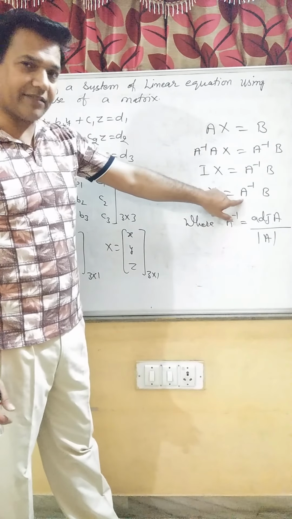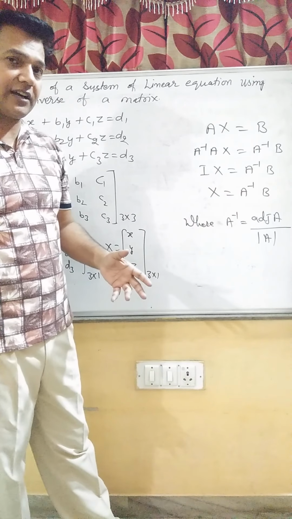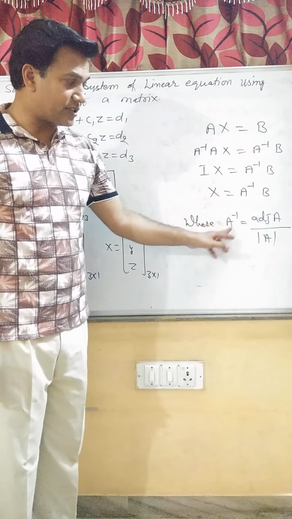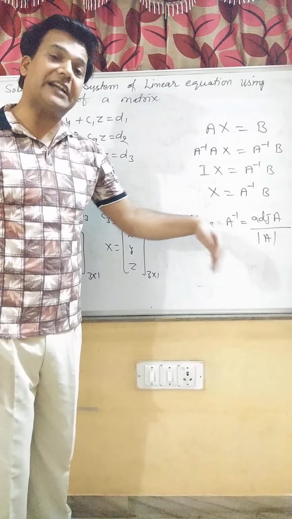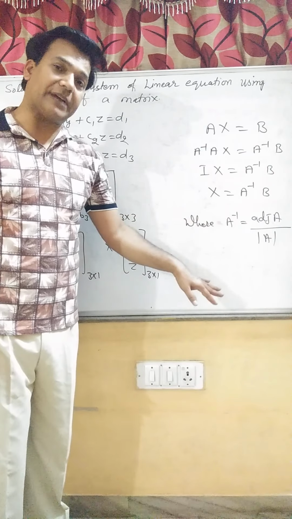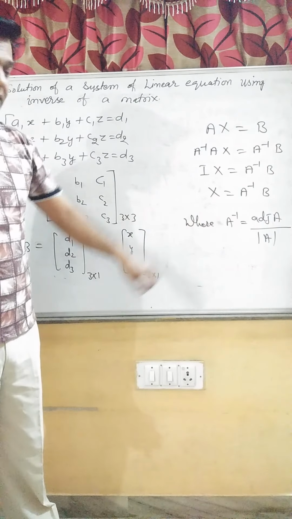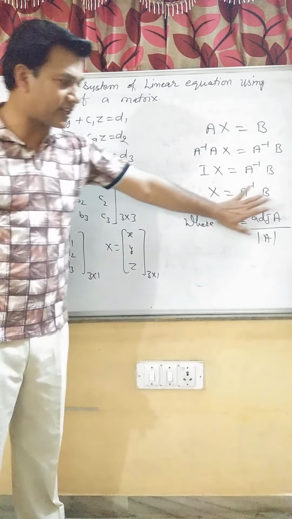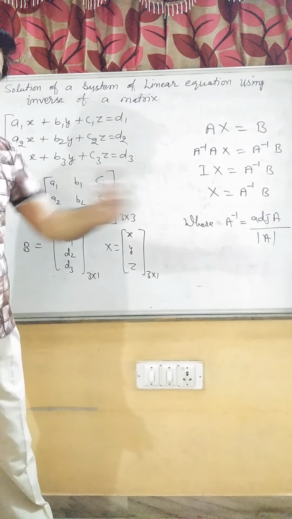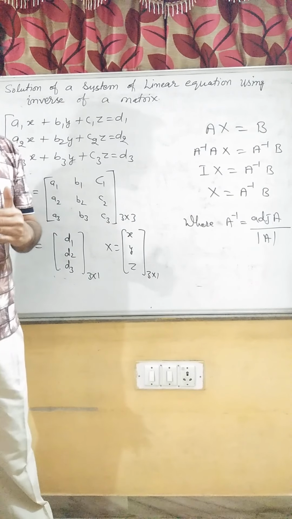And here is A inverse. How can we evaluate the value of A inverse? By using adjoint A upon determinant A. We can apply this method to get the value of A inverse. Substitute all these three matrices here, and you will get the values of x, y and z by comparing LHS to RHS.